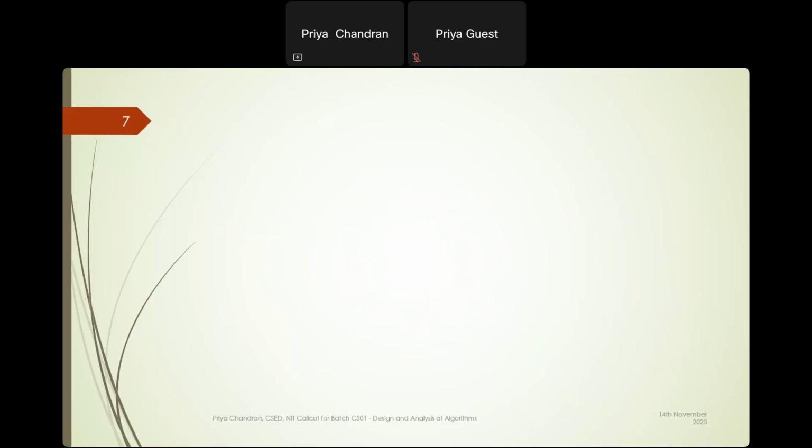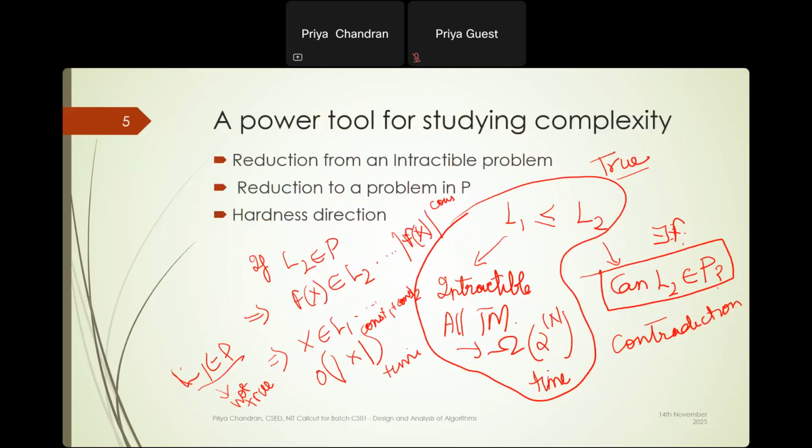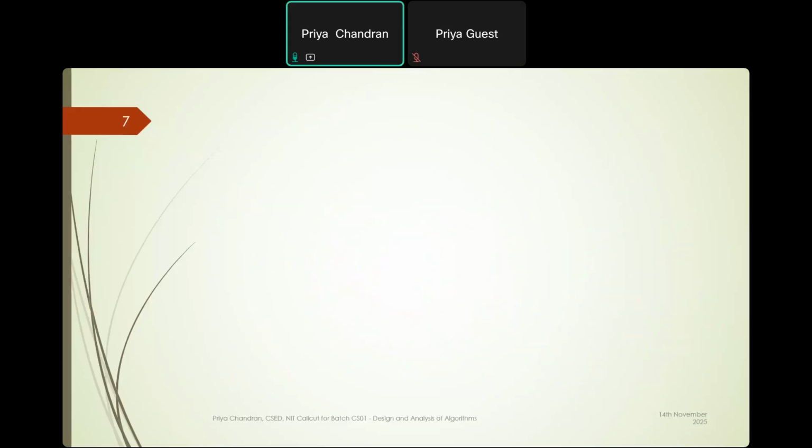That is the takeaway. So we have two things that we have seen. One is that if a problem can be reduced from an intractable problem, then that too must be intractable. If a problem can be reduced to a problem in P, then that too must be polynomial time. Those two are what we have seen so far. So that leads us to the direction of hardness.